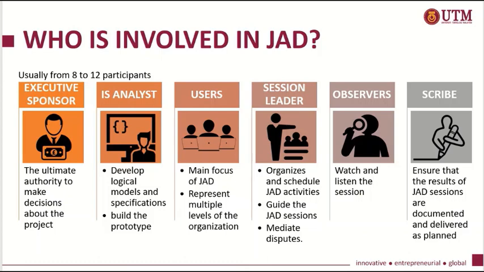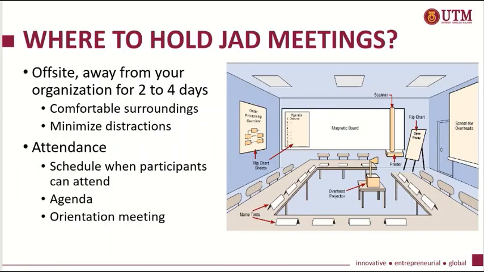Fifth, observers, the people who will watch and listen to the JAD session. And the last one, the scribe, the person who will document the results of the JAD session and ensure it is delivered as planned. Usually, the JAD meetings will be held outside the office for several days. The environment should be comfortable and have few distractions.